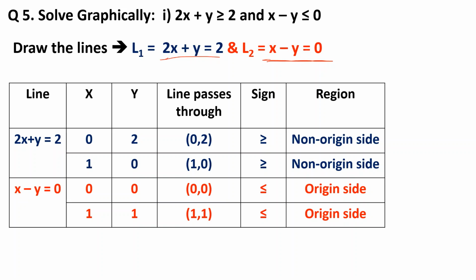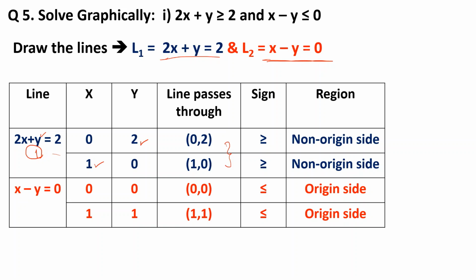So this is my first line, line 1. Put x is equal to 0 in this equation. I will get y is equal to 2. So the coordinates of the first point that I get are 0 and 2. For the second point, I put y is equal to 0 in this equation. If I put y is equal to 0, the x I obtain is equal to 1. So I got two coordinates, 0, 2 and 1, 0.